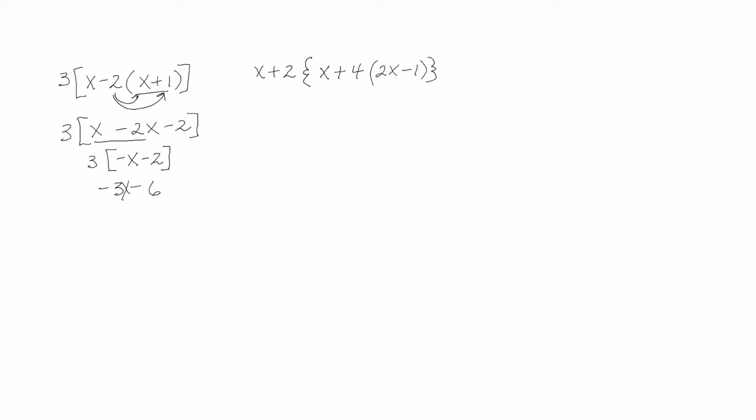Okay, so inside we don't really have anything that we can combine in here. So we're going to go ahead and distribute the 4 to the 2x and the 4 to the negative 1. So that's going to give us 8x minus 4. And we just bring everybody else down. Okay. So now we can combine these two like terms. So that's going to give us 9x minus 4.